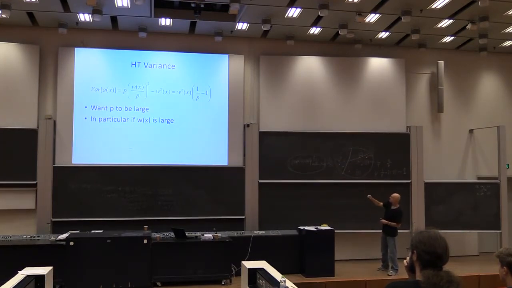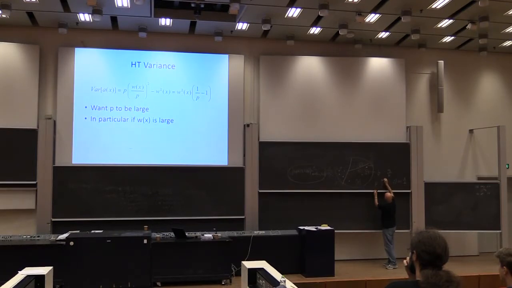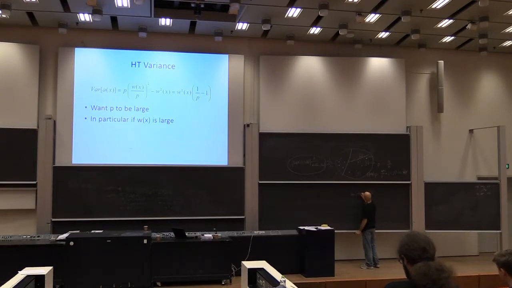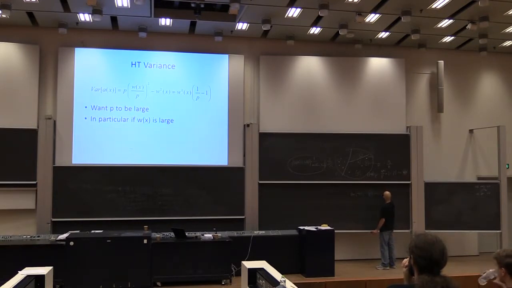So the expectation of the adjusted weight is the weight of the item. This is the same calculation as before when you put the W's here. To get the variance of the adjusted weight, I need to know the expectation of the adjusted weight squared, and subtract the expectation squared, which is W of x squared. And this is easy. With probability p, it's W of x over p squared, and with probability 1 minus p it's 0. So this is the calculation that is on the slide.